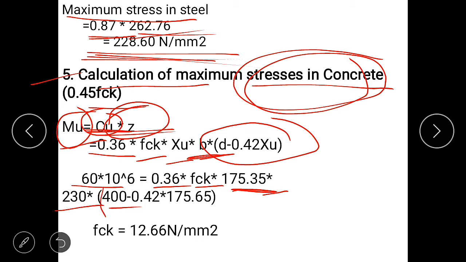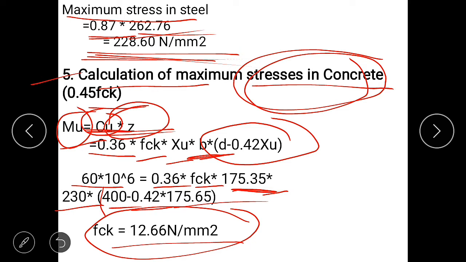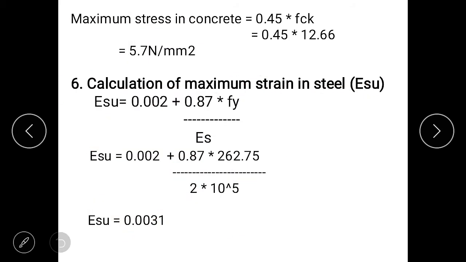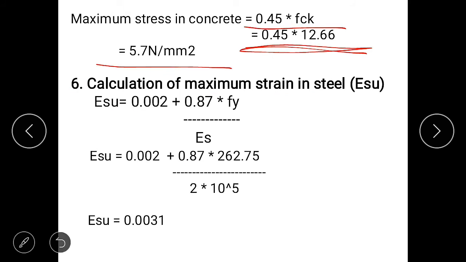Bracket 400 is depth 0.42, and xu is 175.65. So fck is 12.66 Newton per mm square. So find stresses in concrete. The value is 0.45 fck. So fck is 12.66. So 0.45 into 12.66, the value is 5.7 Newton per mm square.